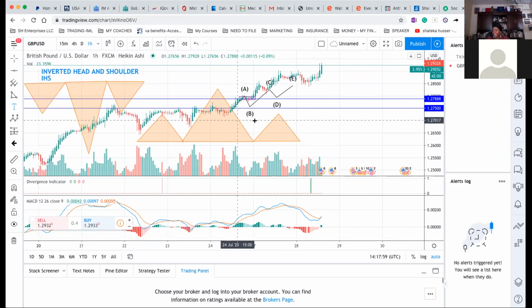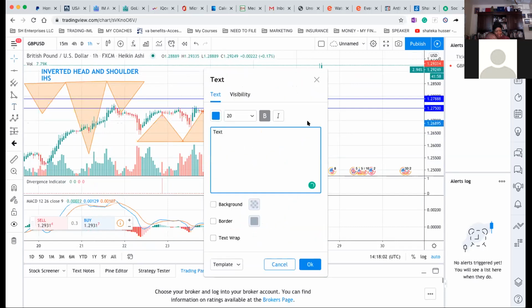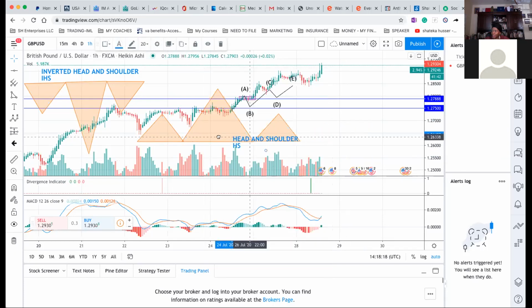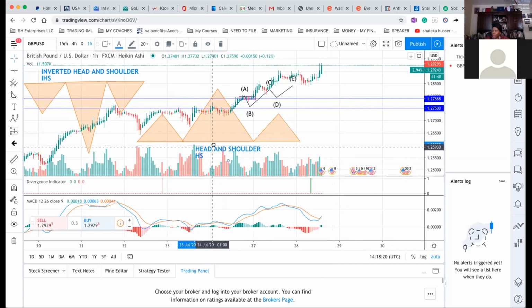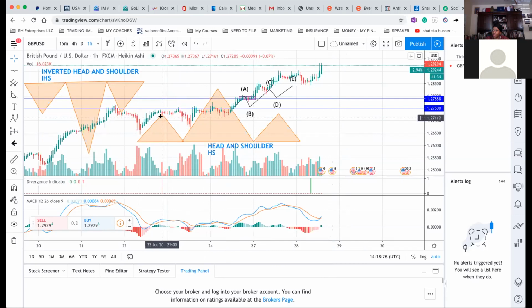Awesome sauce. IHS. What is this again? Head and shoulder. All right. Very good. You're taking good notes. So this is the inverted head and shoulder, and then you have the head and shoulder. What is this triangle right here? That's the left shoulder. And what is this one here? Right shoulder. And what is this right here? The head. Absolutely.